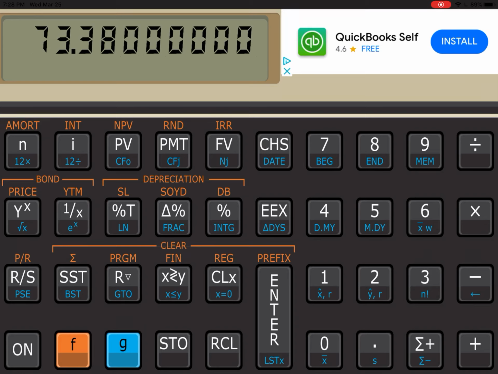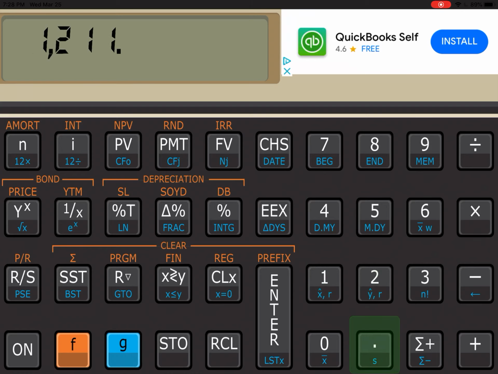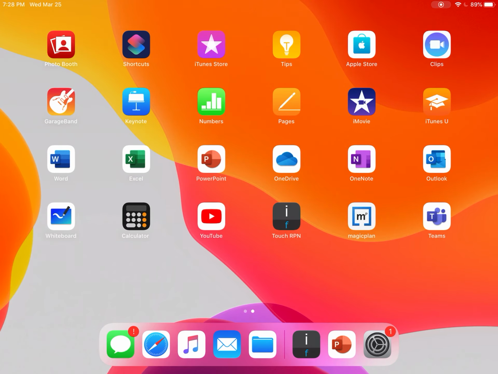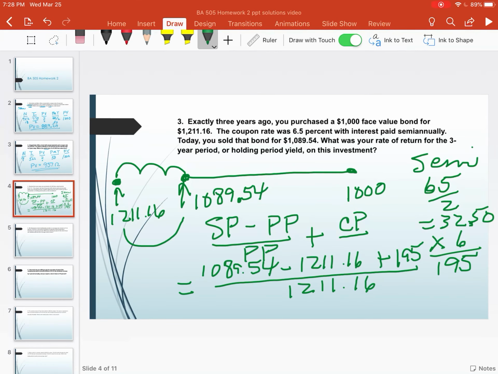So all of that is in our system. So 73.78, enter, divided by 1211.16. It's 6.058 is what I get as the actual answer. So 6.06% is our actual return. Okay? If you see how that works.